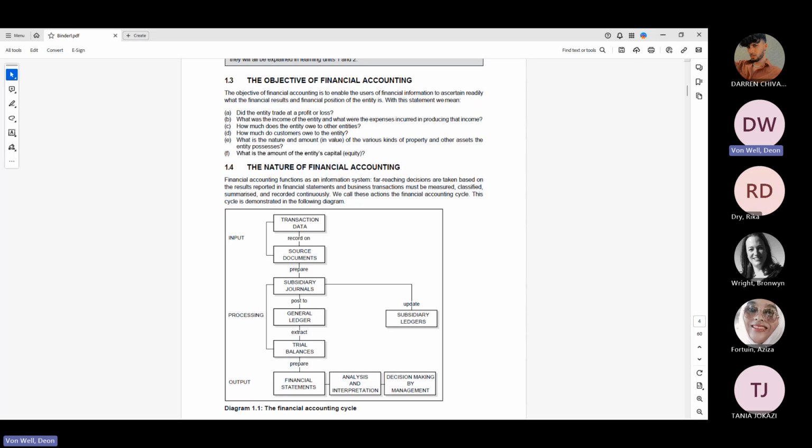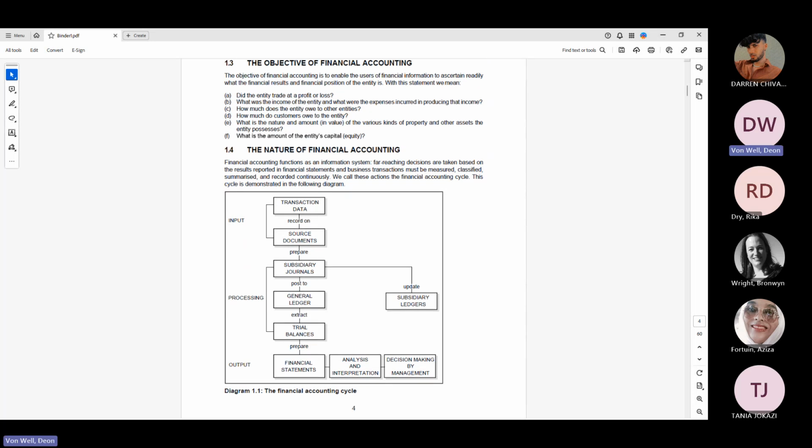Let's just quickly look at this specific paragraph, 1.4, the nature of financial accounting. Remember, you always start with a transaction. That's your input. And a transaction is, for example, when you go to the shop to buy a bread, you will go to the shop, you will take the bread from the shelf, you will go to the counter, and you will pay for that bread. Now, there's your transaction. You bought the bread.